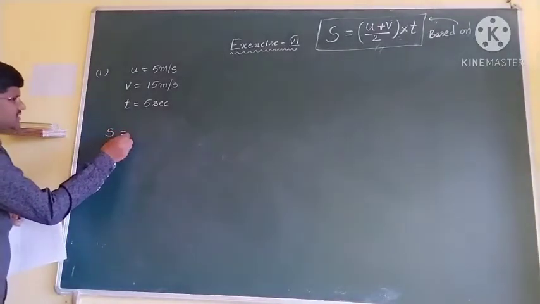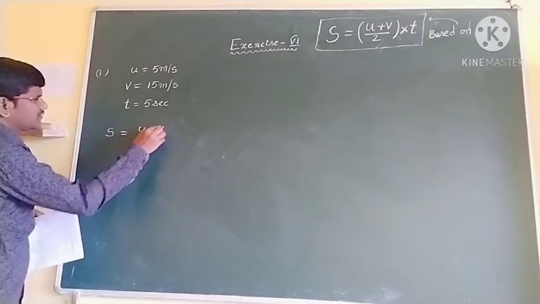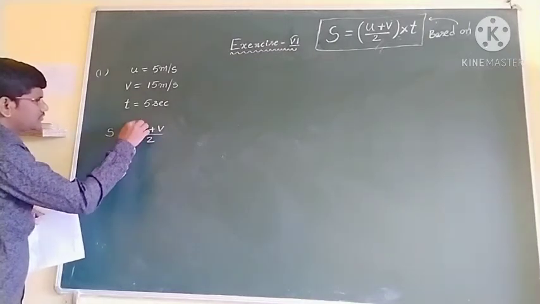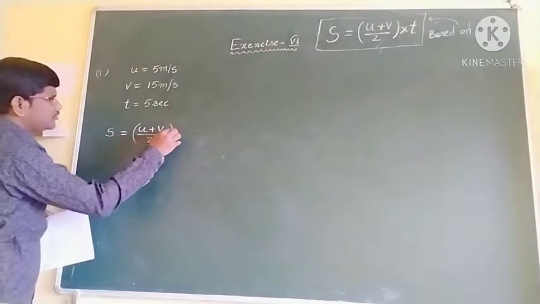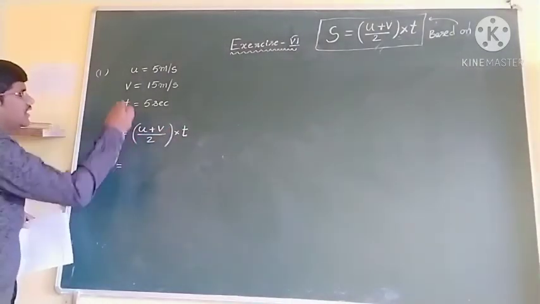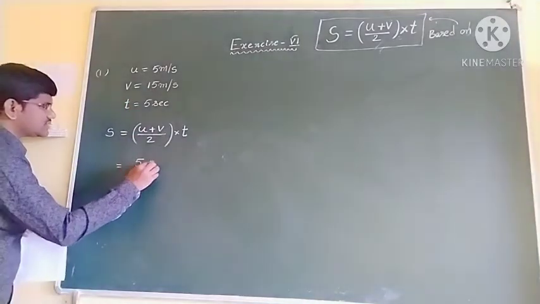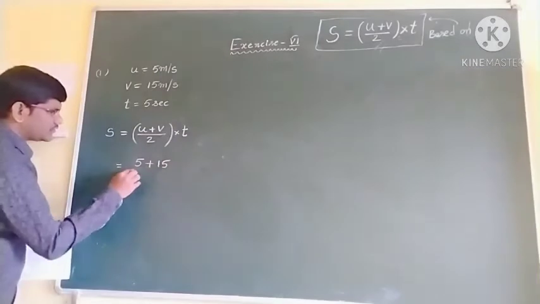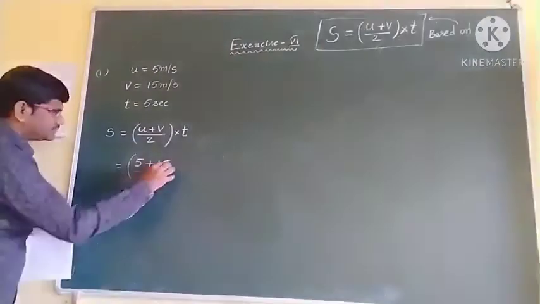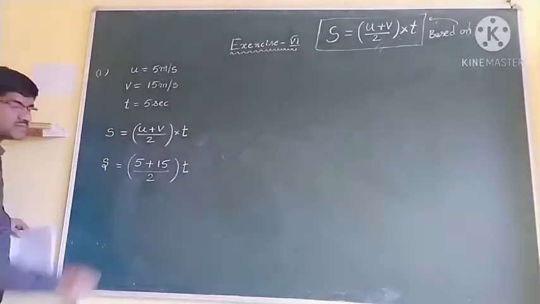So then S is equal to, what do you write, students? (U plus V) by 2 into T. S is equal to (U plus V) by 2 into T. The U value is 5 and the V value is 15, so (5 plus 15) by 2 into T, that is equal to displacement S.